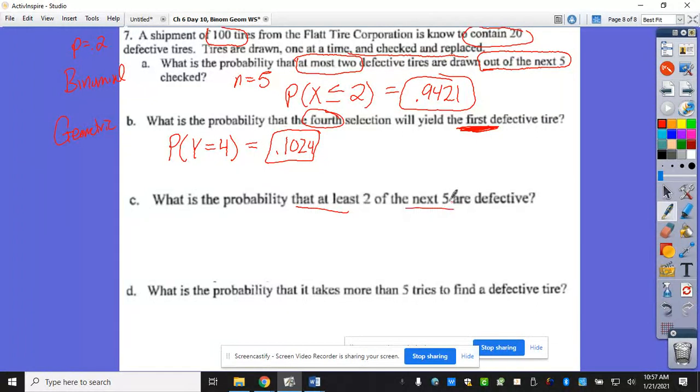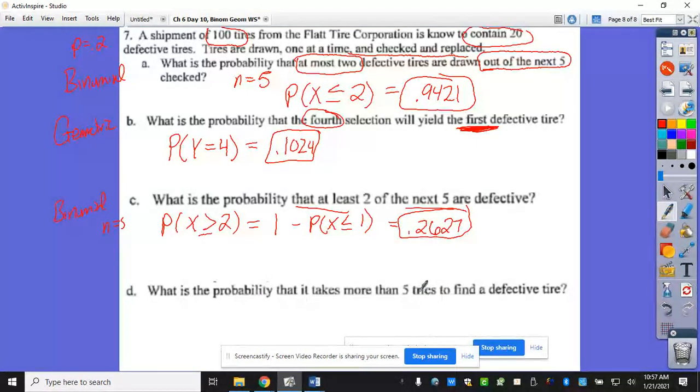At least 2 of the next 5, binomial or geometric? So P, so n is 5 here. P(X is what? And I would rewrite that as less than or equal to what? And you end up getting as your final answer 0.2627.